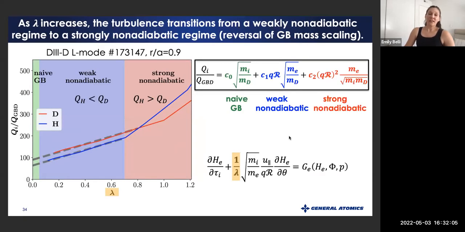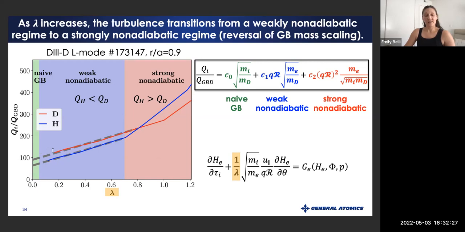To explore the validity of our new isotope mass scaling law for our D3D Elmwood edge parameters, here we show the variation of the simulated turbulent ion energy flux versus our scaling parameter lambda. The vertical axis intercepts at lambda equals 0 correspond to the naive gyroBohm limit obtained at 0 electron mass, with the ion flux increasing with increasing ion mass.